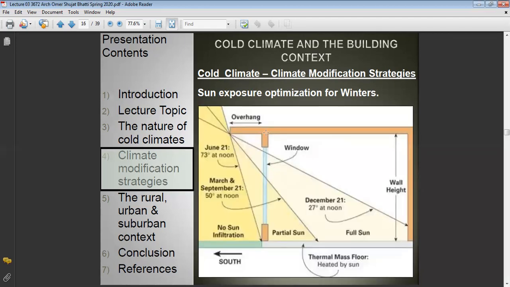This is how overhangs can be utilized so that in the summers we don't get direct sun coming inside, but in the winters when we need it, the overhang should be planned in such a way that the bottom and top of the window, along with the shade, are planned so that the angles are optimized for the sun orientation, using the winter sun and avoiding the summer sun.